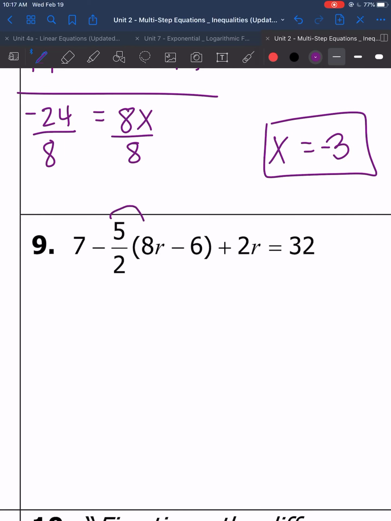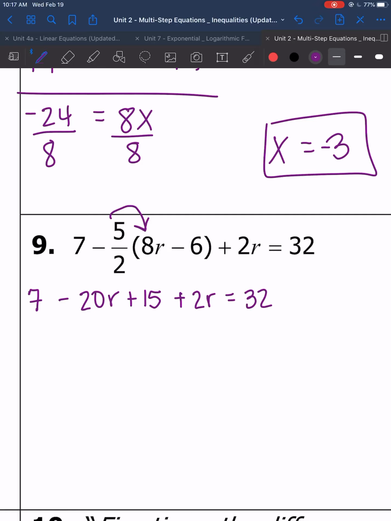So I'm going to distribute the negative 5/2. So 7 minus, and when you multiply 5/2 times 8, you get 20. So negative 20r, and then negative 6 times 5/2 is negative 15. But it's positive because they're both negative. So plus 15 plus 2r equals 32.